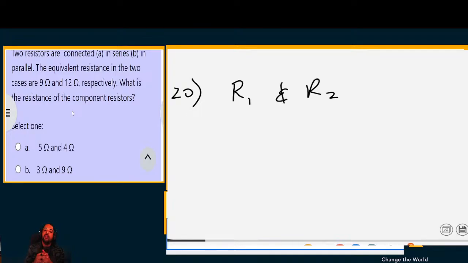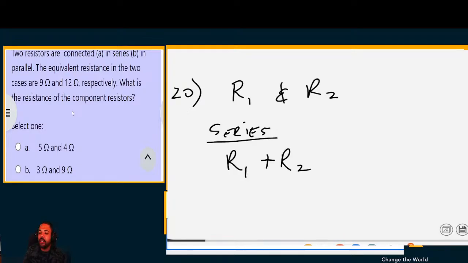The equivalent resistance, meaning the total resistance that you get if they are connected in series, is 9 ohm. How do we calculate resistance in series? If we connect them in series, we get the equivalent resistance as R1 plus R2, and they tell us in that case the equivalent resistance is 9 ohm. But if we connect them in parallel, they say the equivalent resistance is 12 ohm.